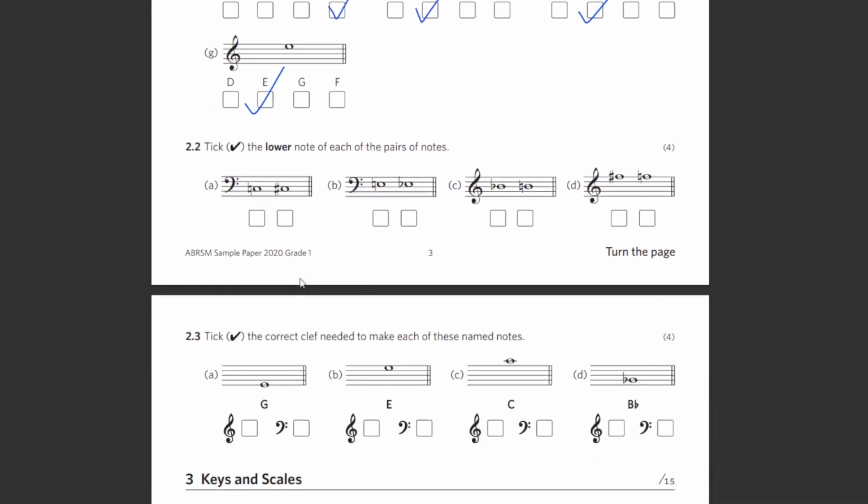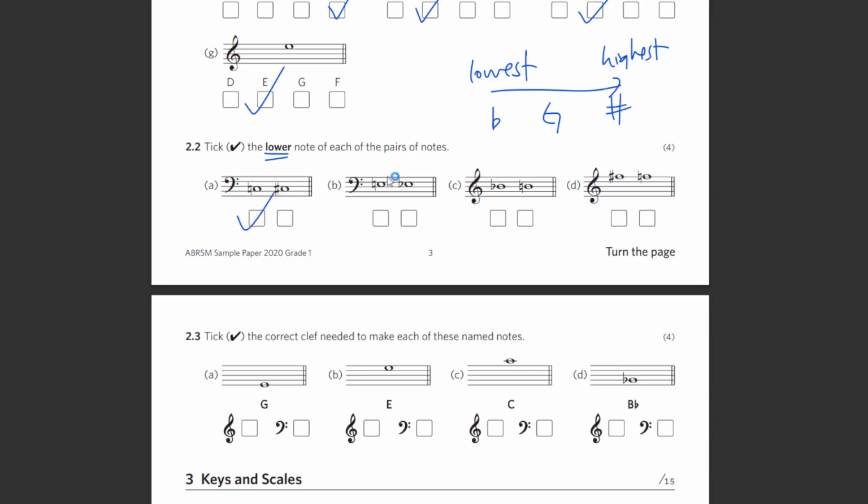In 2.2, you're asked to take the lower note of each pair. So remember, whenever you have flat, natural, and sharp of the same note, this is the highest, and this is the lowest. So flat is lower than natural, natural is lower than sharp. Same note, natural is lower.